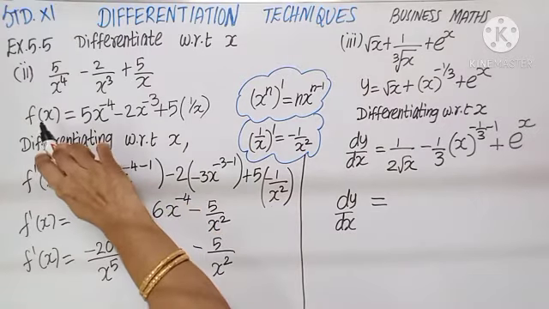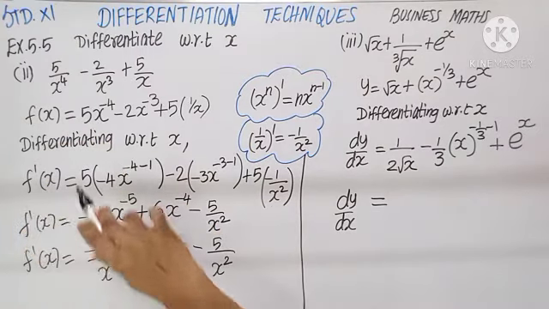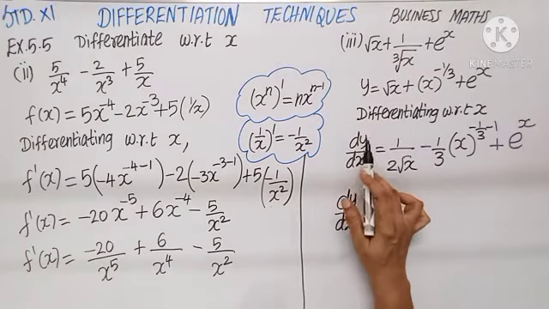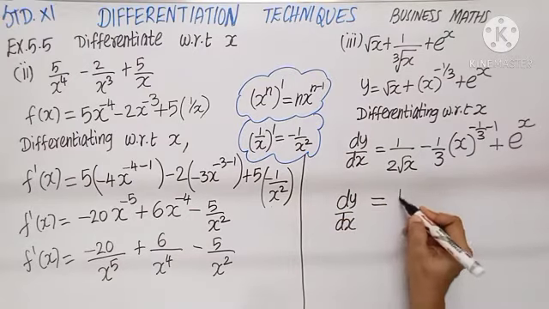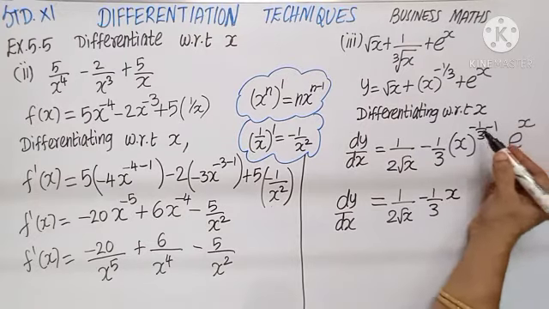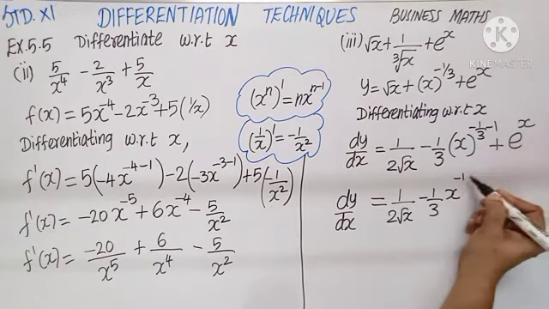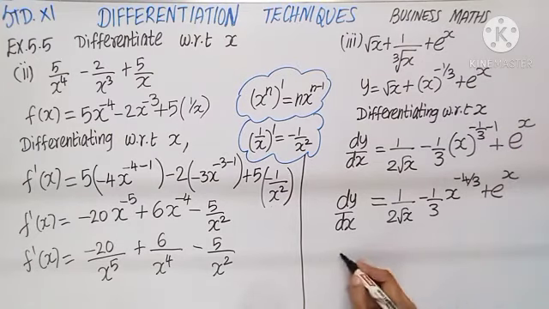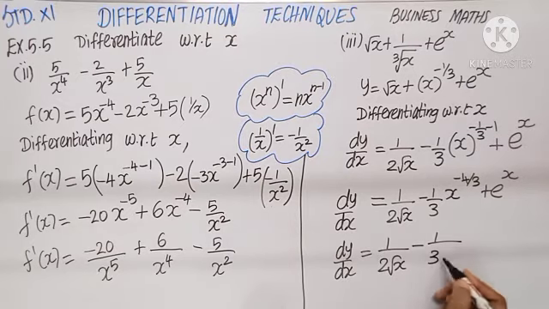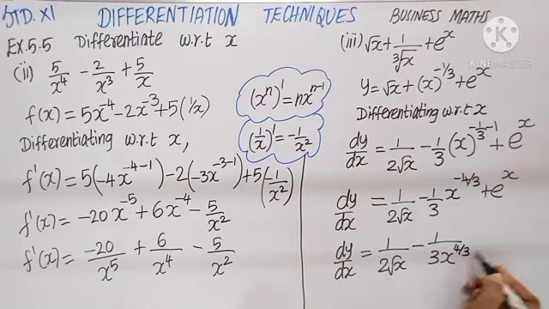If I consider f of x, I will write f dash of x when I differentiate. If I consider y, I will write dy by dx. 1 by 2 root x minus 1 by 3 x power minus 1 minus 3. Minus 1 minus 3 is minus 4 by 3, plus e power x. Bringing it to the denominator whenever the power is negative: 1 by 2 root x minus 1 by 3 x power 4 by 3 plus e power x, and that is the answer.